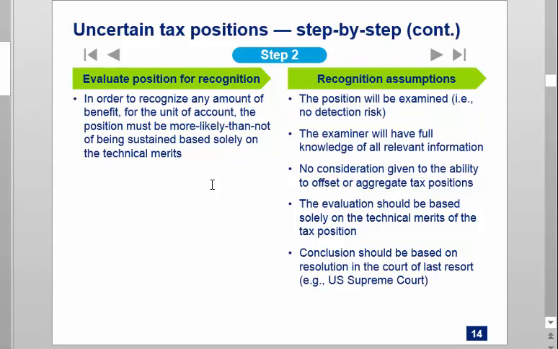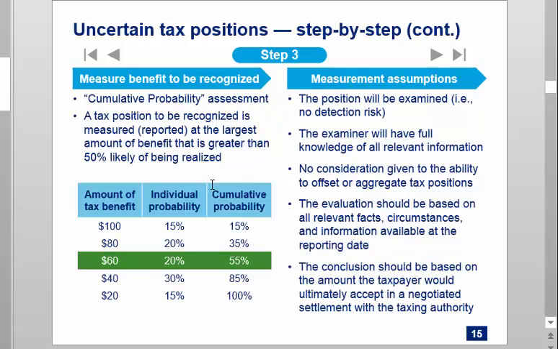But that's a difference from the real world, right? So companies, when they apply FIN 48, they get really frustrated sometimes that they have to assume a fiction that's not real. Okay? All right, that's recognition. Measurement. Okay, this is where the fun is truly at. If you're not having fun yet, you have fun now. Measurement.